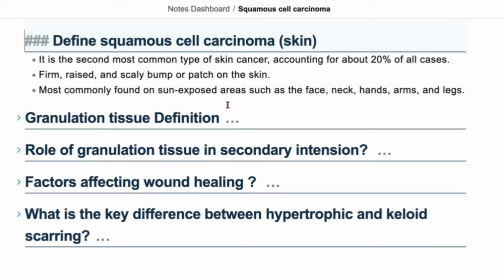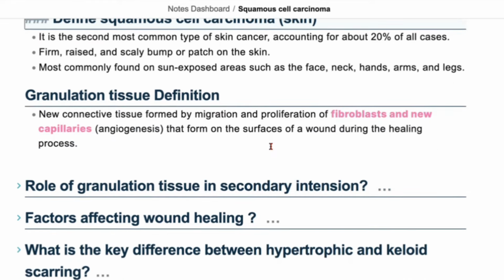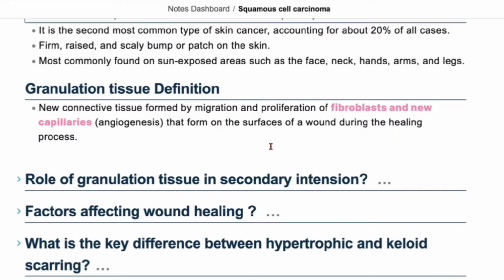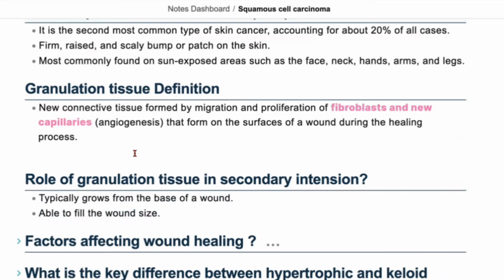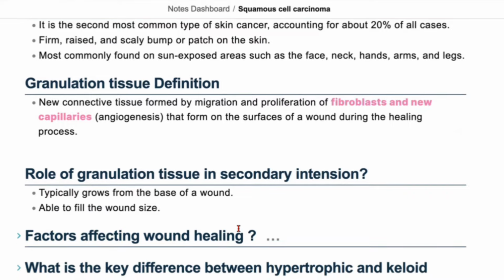What's the granulation tissue definition? So granulation is new connective tissue that is formed by secondary intention. It involves fibroblasts, angiogenesis, and chronic inflammatory cells. It forms from the base upwards and fills the lesion, and the end stage is when a fibrous scar has been produced. I think you sort of answered the next question, which is the role of granulation tissue. So it fills the wound from the base up to heal by secondary intention.